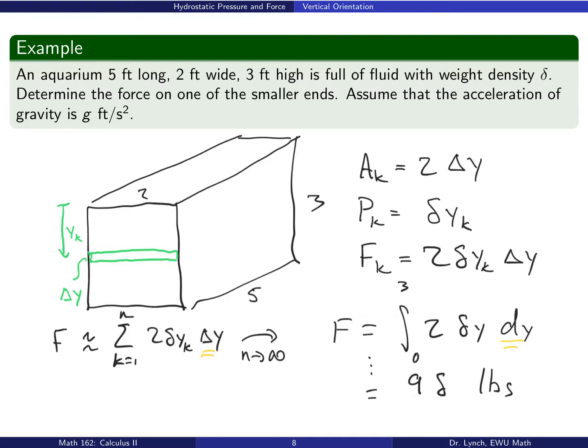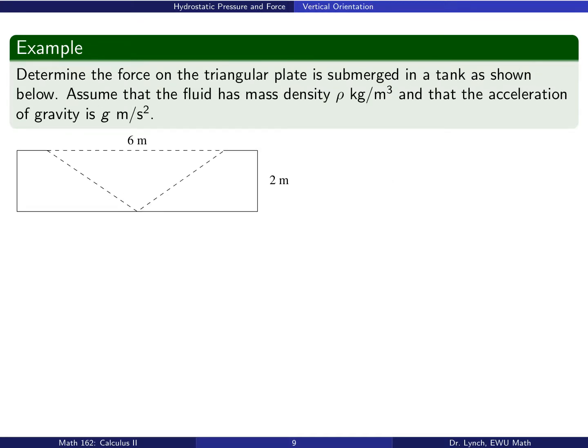Okay, let's do another one where in this case we don't have a constant width. Here the width was constant, 2. So let's think about the force on this triangular plate that's submerged in a tank, as we see below. This tank has a depth of 2 meters, and it doesn't really matter how long it is. The width of the triangular plate is 6 meters. Just like we did before, we'll take a slice at some depth, delta y, think about the area of the cross section, think about the pressure due to the depth of water on that slice, and then recognize the resulting Riemann sum.